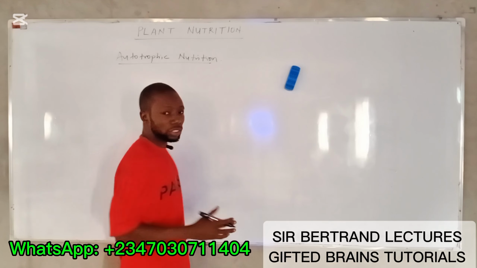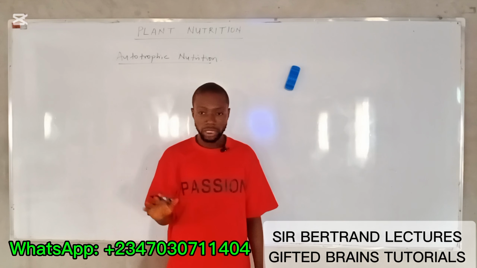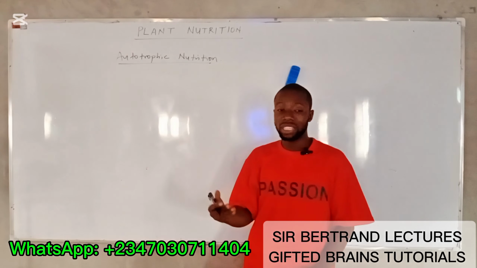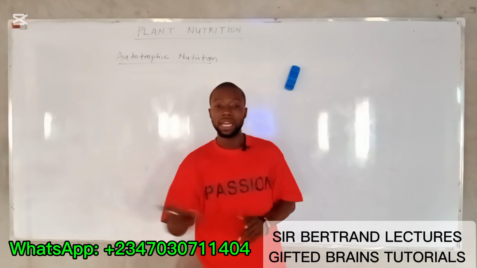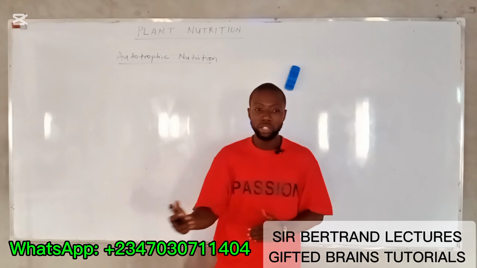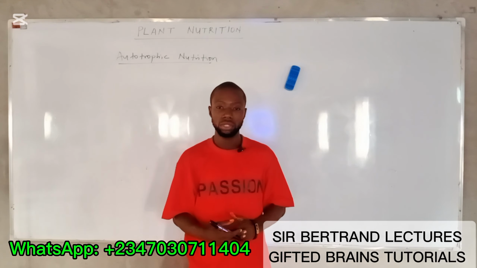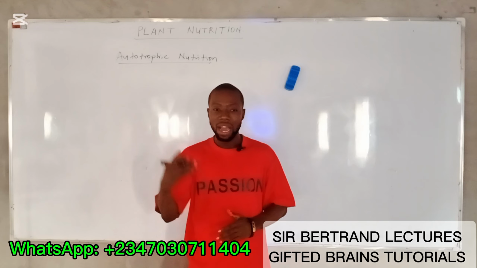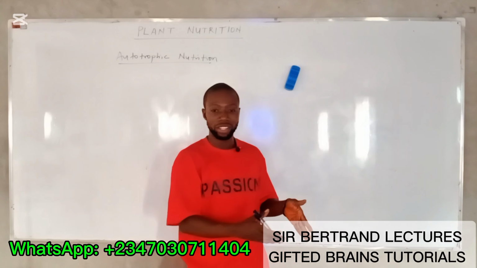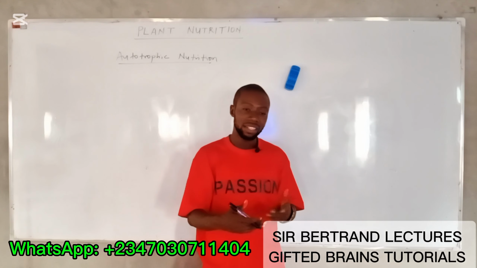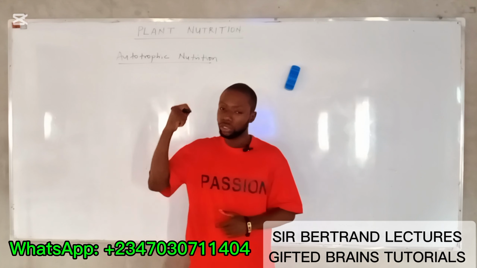Alright? This is not because plants only undergo autotrophic nutrition. No. We have some plants that undergo heterotrophic nutrition. Plants like carnivorous plants, such as Venus flytrap, bladderwort, butterwort, sundew. Why these plants are carnivorous is because of the absence of nitrogenous salts in the soil where the plants are grown. There is typical absence of nitrogenous salts.